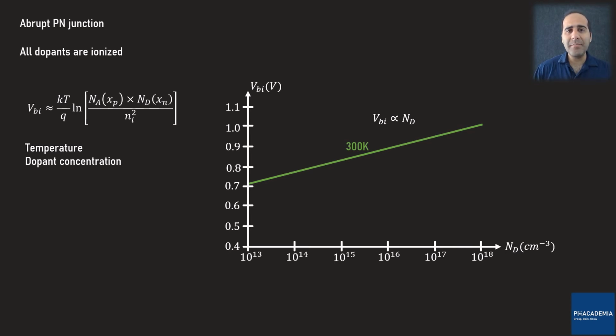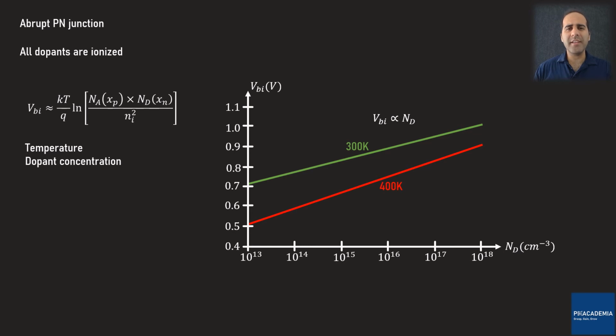Now, let me ask you a question. What will happen if I increase the temperature to 400 degrees Kelvin? Will I get a higher VBI or a lower? Think about it for a few seconds. You may also want to stop the video while you are thinking about it. Here is the VBI-ND diagram at 400 degrees Kelvin. You see that VBI is reduced by the temperature increase.